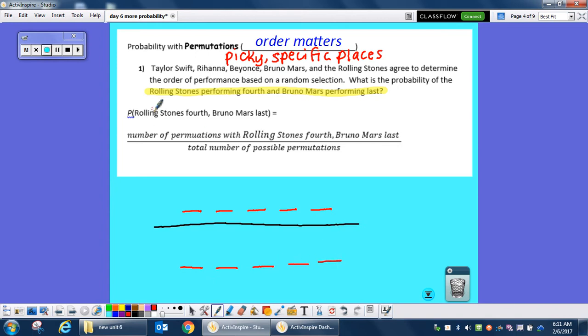So for the top, we need Rolling Stones to go fourth, which means we only have one option for fourth, and we need Bruno Mars to go last, so we have one option for last. That leaves 3 options for the first, 2 options for the second, and 1 option for the third, since there were 5 total.